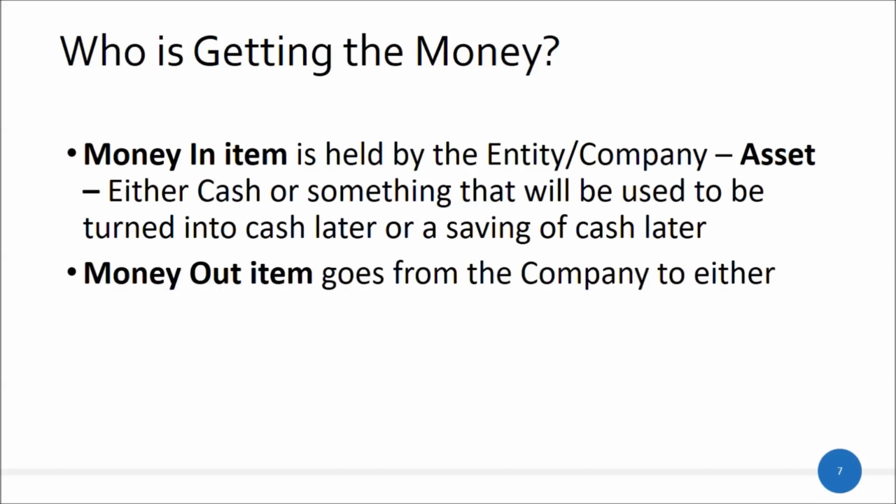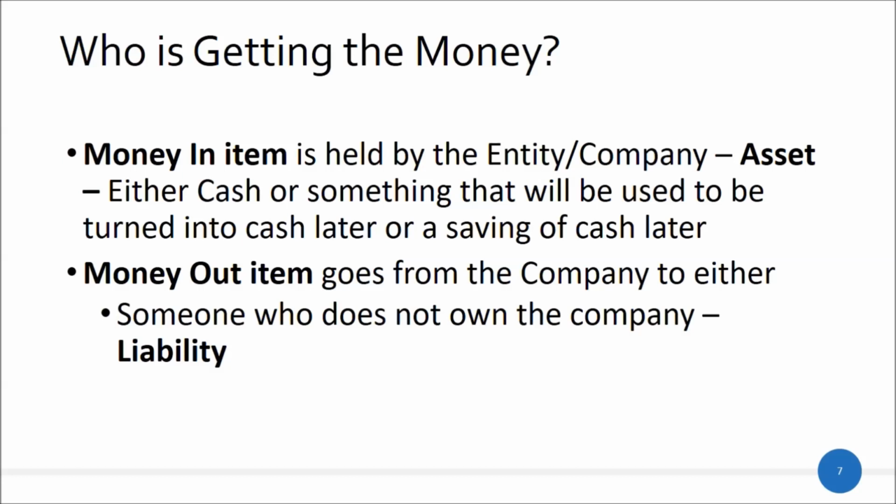A money out item is something that's going to go out of the company. So in our bath, our water going out, it's going to go out to one or two people. It's either going to go out to somebody who doesn't own the company, and they're called liabilities. So the bank, the taxation authorities, our purchase creditors, anything that's a liability, money that represents something that's going to go out in the future to somebody else.